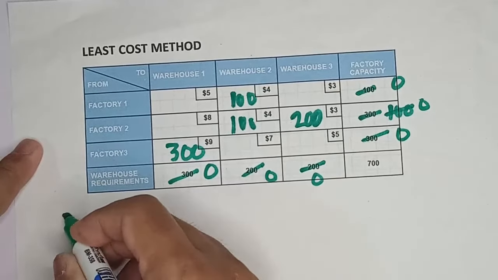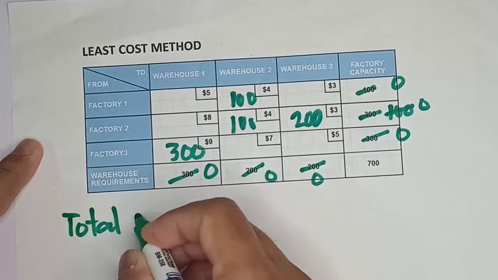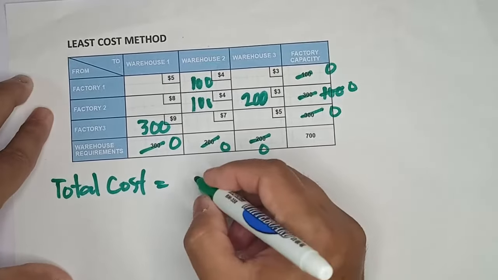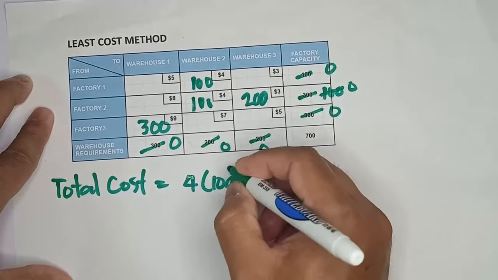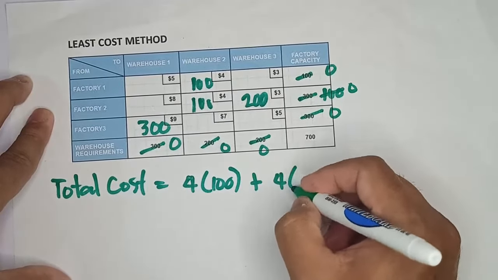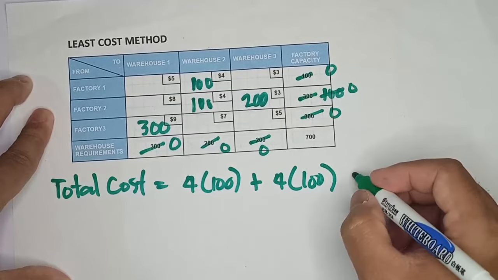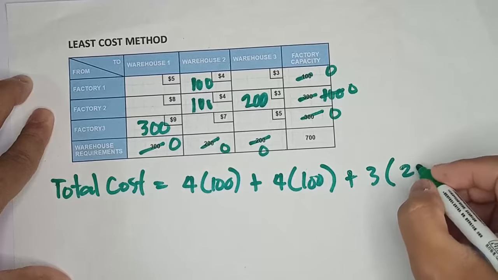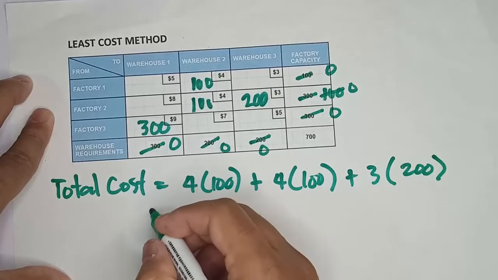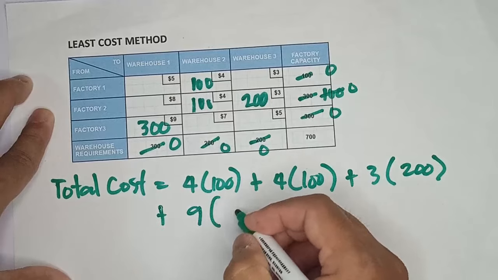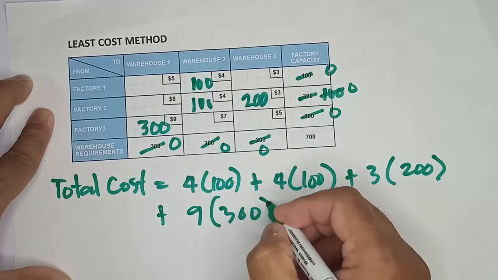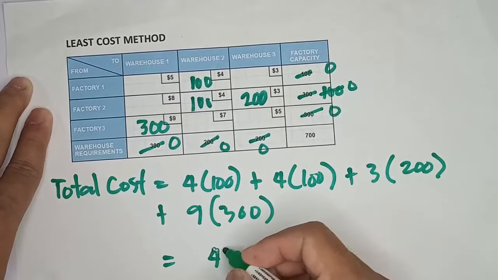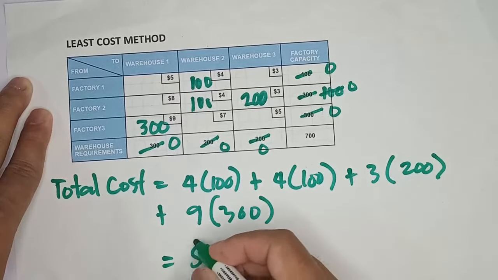The total cost is equal to 4 times 100 units plus 4 times 100 units plus 3 times 200 units plus 9 times 300 units. This is equal to $4,100.